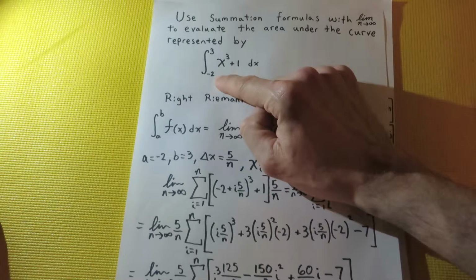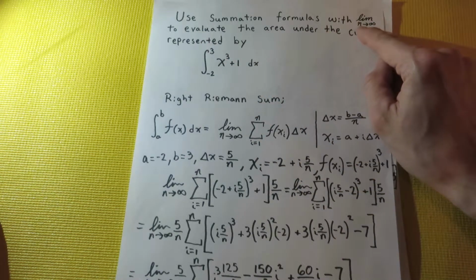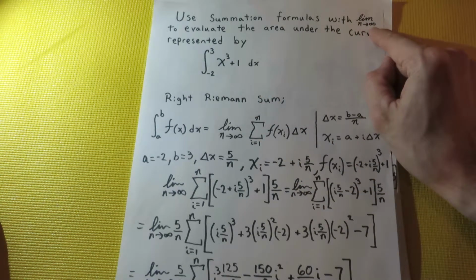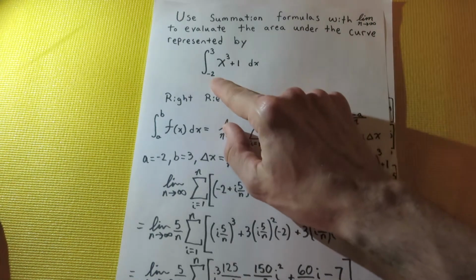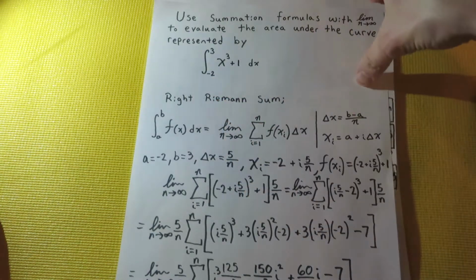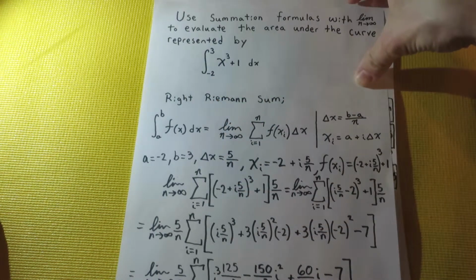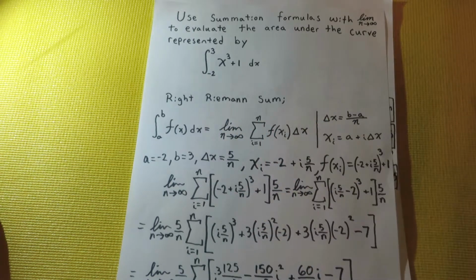And as we're taking the limit as n approaches infinity, our subintervals just become increasingly smaller and smaller until the approximation that we come up with is exactly equal to the integral. And I like to use Riemann sums for this purpose.